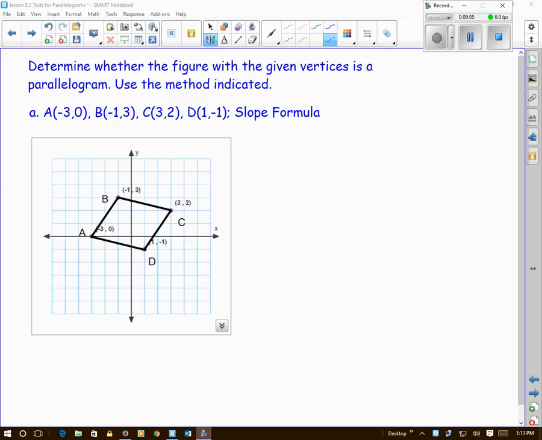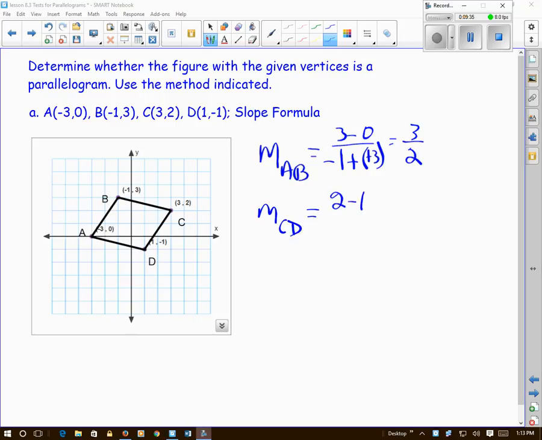So the slope of segment AB would be 3 minus 0 over negative 1 minus negative 3, or changing that to plus a positive, 3 halves. And if it's a parallelogram, we know the slope of CD should be the same. So there we have 2 minus negative 1 over 3 minus 1, which is again 3 halves. We have one pair of opposite sides parallel.